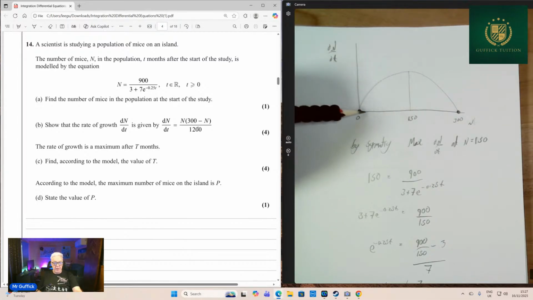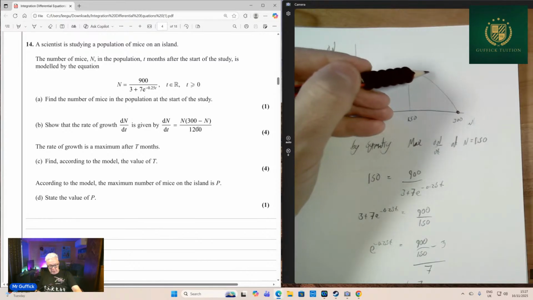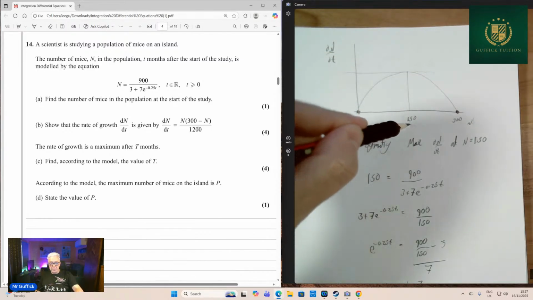Okay, and this bit always confuses people. So we're saying that the mice are growing most rapidly, that they have the biggest value of dn by dt, when there's 150 mice.